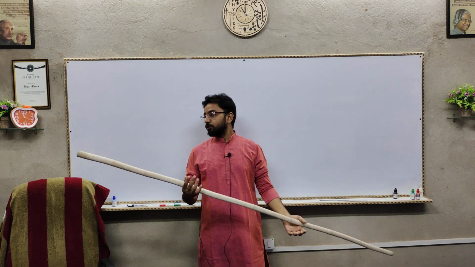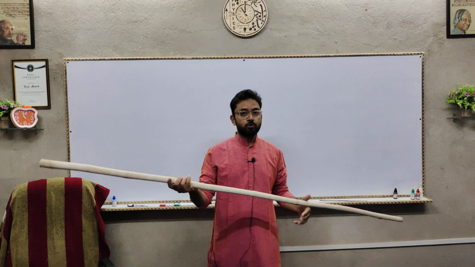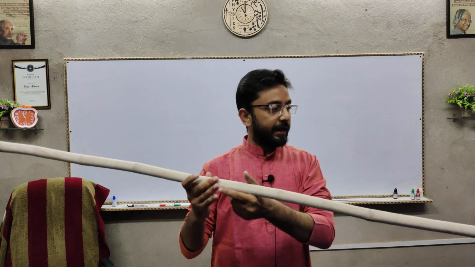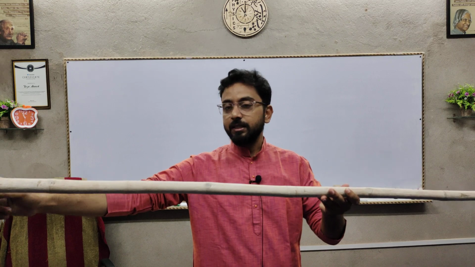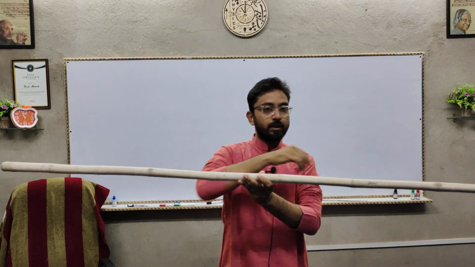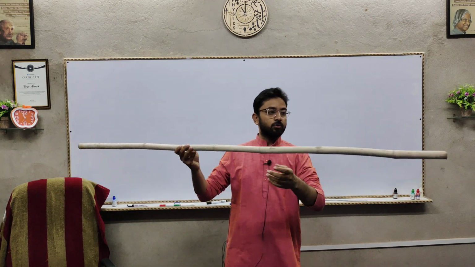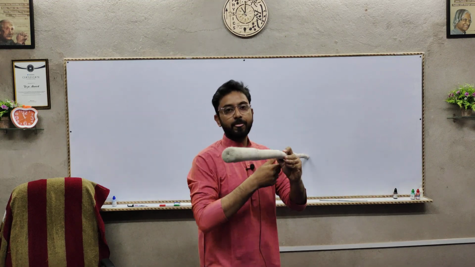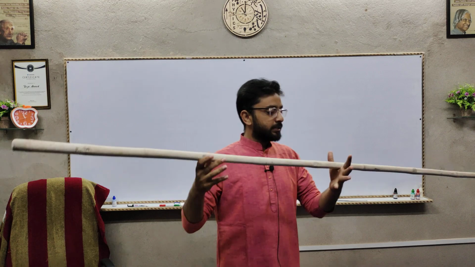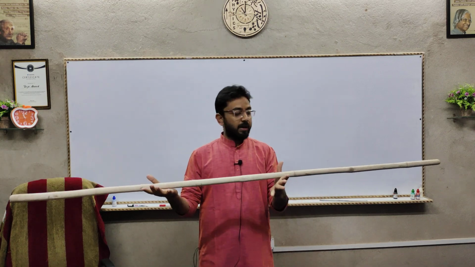Now I want to show the thickness of the stick first, so I am bringing this close to the camera. You can see that the right hand part is thicker and the left hand part is thinner. See, the thickness is decreasing from this part to this part. Can you see it properly? This is thin and this one is thick.